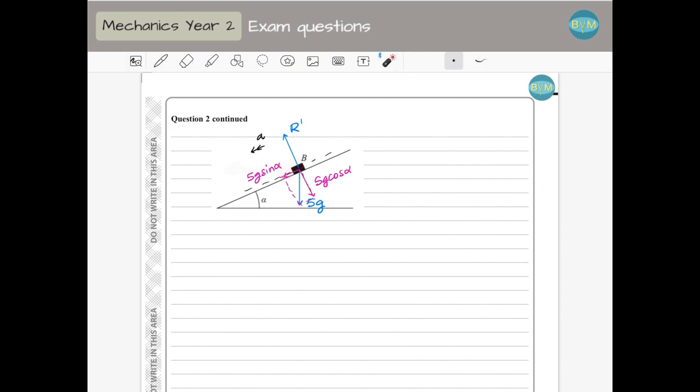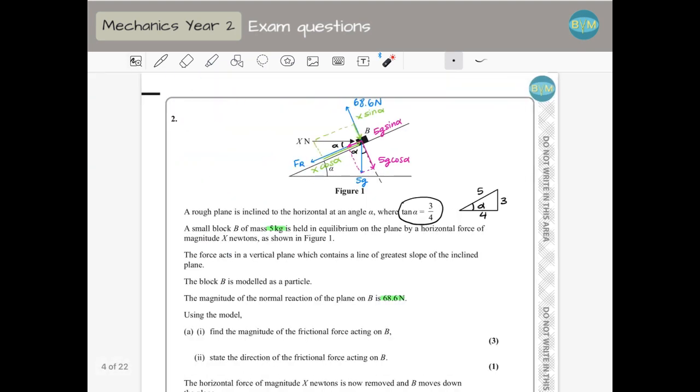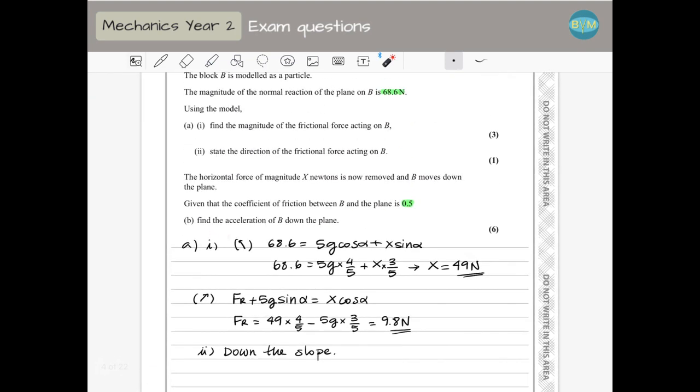And friction, sorry, I'm missing friction. The friction is what changed direction, because now the block is sliding down, so the friction is in the other direction. Remember, before it was down the hill, now it's up the hill, just because the block is moving down. So now, what do I need to find? The acceleration down the plane.